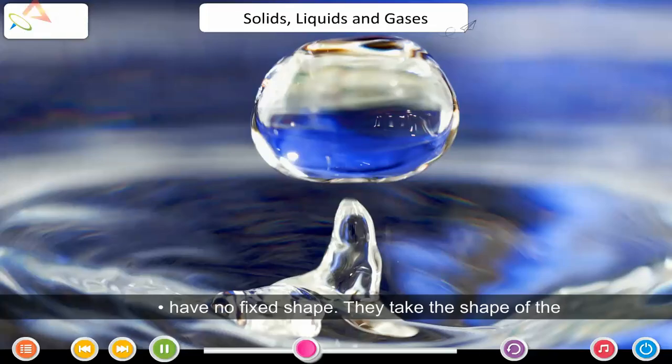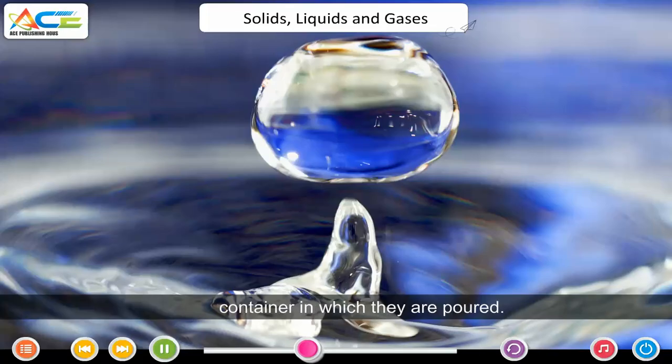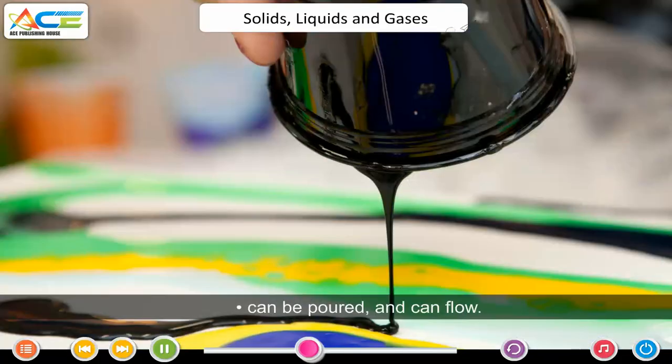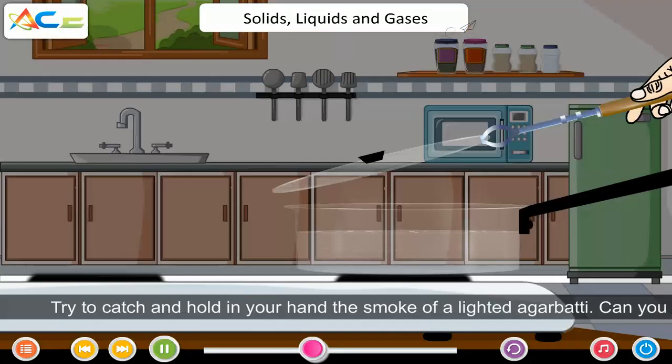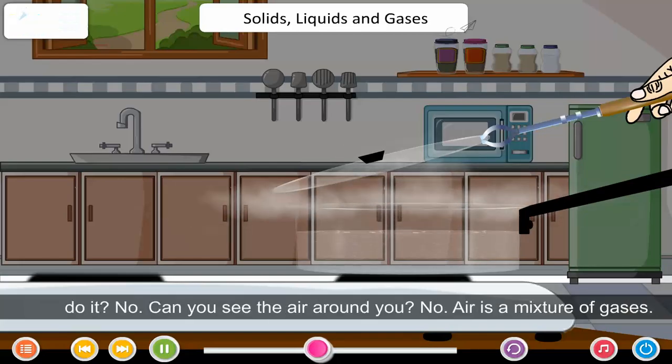They take the shape of the container in which they are poured, can be poured and can flow, and have a fixed volume. Gases. Try to catch and hold in your hand the smoke of a lighted agarbatti. Can you do it? No.